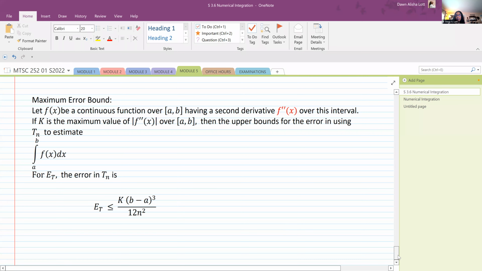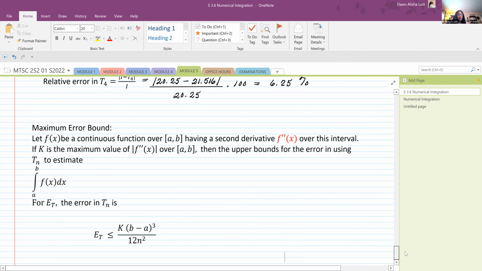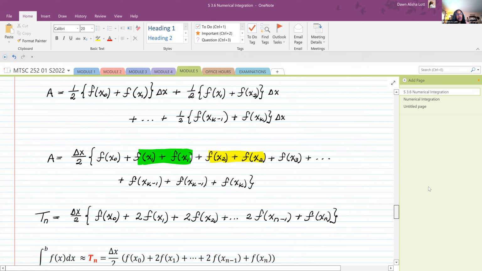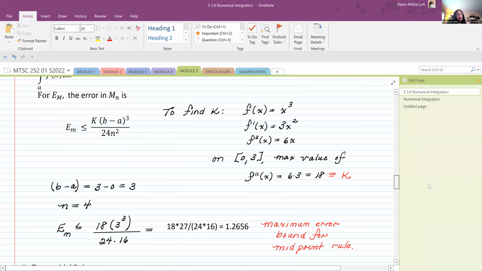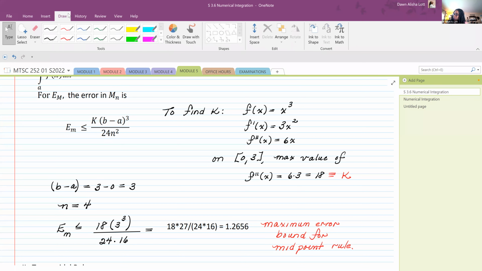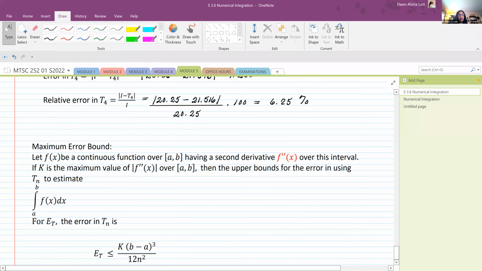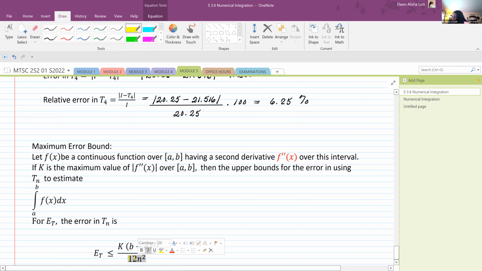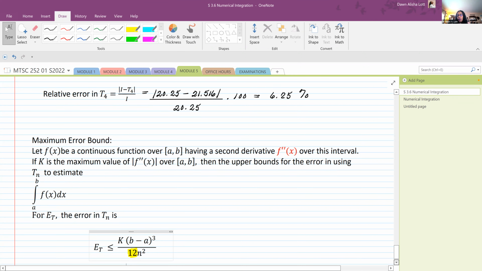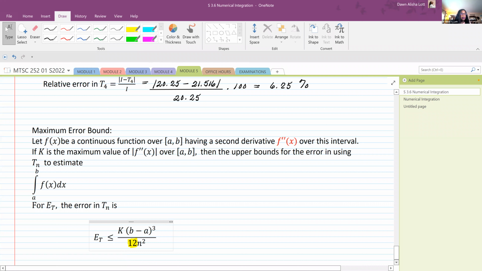I think the difference is a factor of 2. So here, this one was divided by 24, as you can see here. This one was divided by 24. And this one is divided by 12. So you can calculate the maximum error for the trapezoidal rule as well.